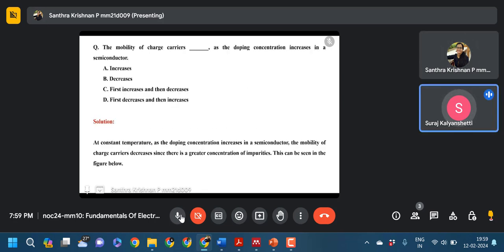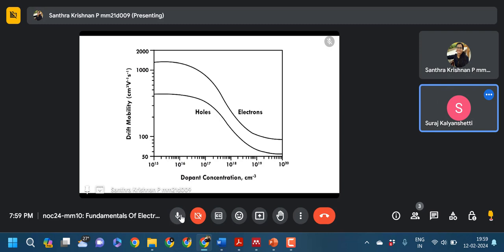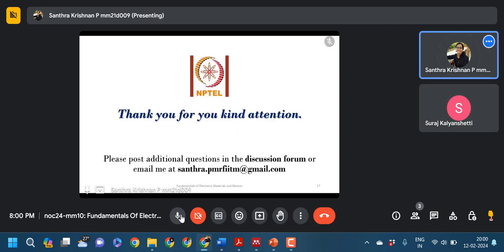The mobility of charge carrier dash as the doping concentration increases. The mobility of charge carrier decreases as the concentration increases. Yes, D. So this is just a graph. Now we'll move on to whatever we had left out last week.